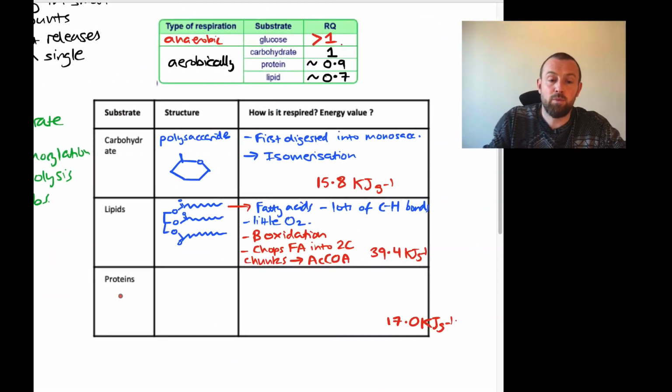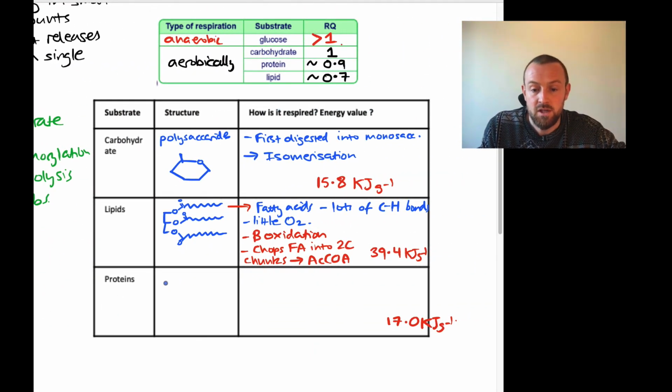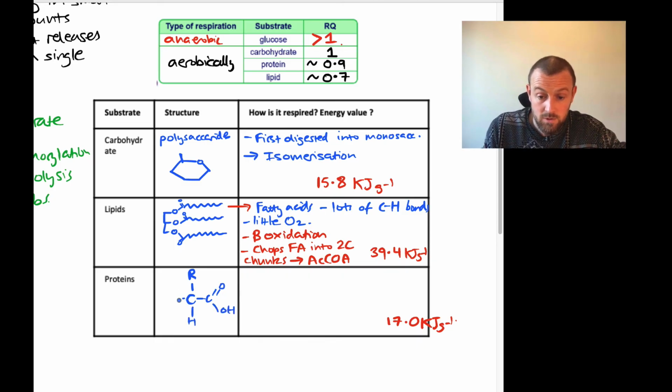And then for proteins, remember that they are polymers of amino acids. So let's just draw an amino acid. Now an amino acid has its carboxylic acid bit, has hydrogen here, and it also has its amine bit. But the most key thing about these is they have this R group. So this R group varies, and that's why you can never say that the RQ is exactly 0.9. It varies depending on what amino acids are in the protein, basically.